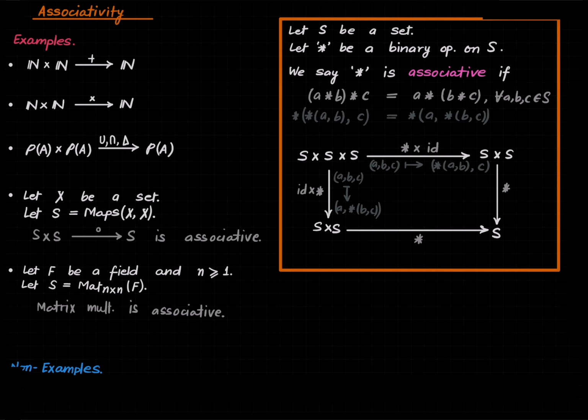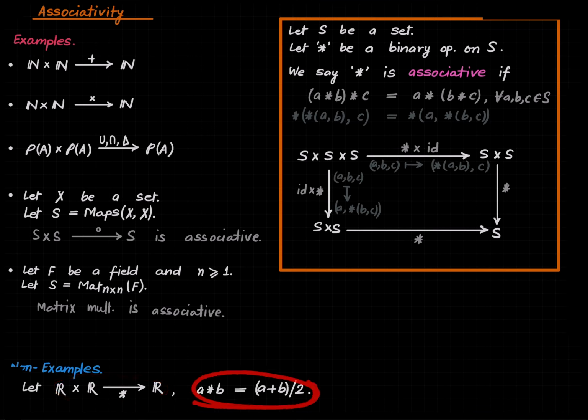And for a non-example, just consider this function. This is a binary operation which is commutative. Clearly, this is commutative, but it is not associative. To see the non-associativity, you can consider this thing. Maybe I'll just consider even numbers for my own peace of mind.